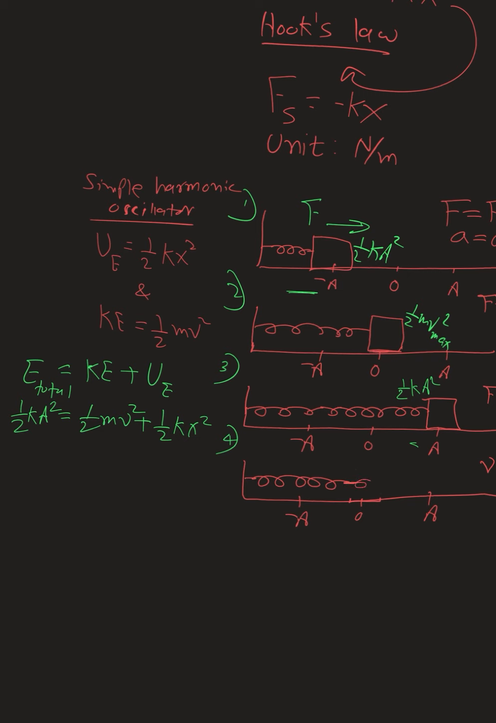Okay, so let's say it is right here. So it's not at X, it's not at A, it's not at 0, but it is at some distance x. So at this location, what energy do you have? Well, at this location, you definitely have both energies, 1/2 mv square and 1/2 kx square, for sure.